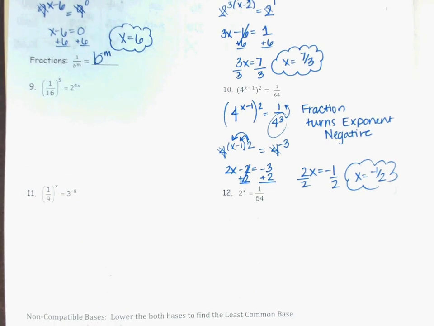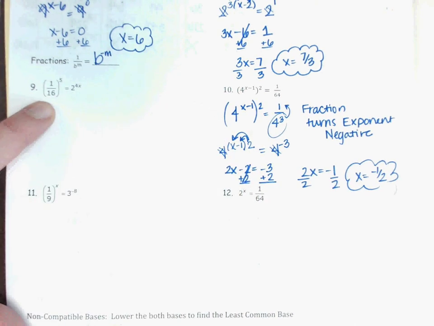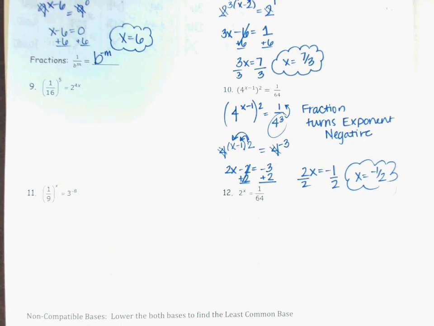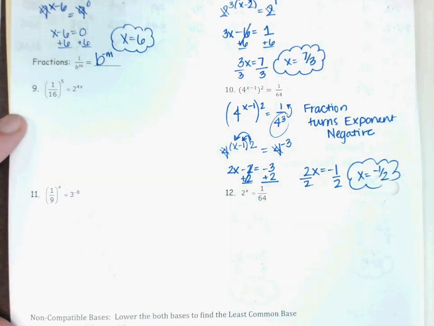Alright, next one that we're going to do, let's do number 9. Look at it. 16. Now 16 pops up in 2 charts. Do I look under the 2 chart or the 4 chart? 2. Why 2? That's correct. Because it's a 2 on this side, and I have to look it up in the same chart base that I already have. So what is 16 as a base 2?